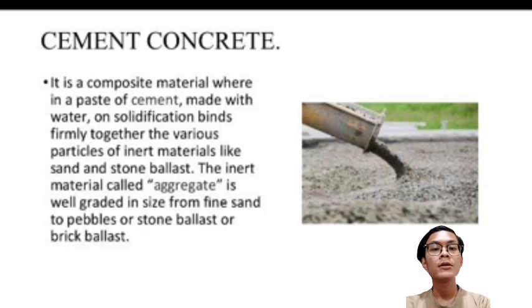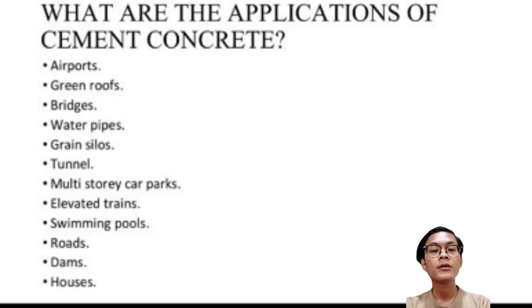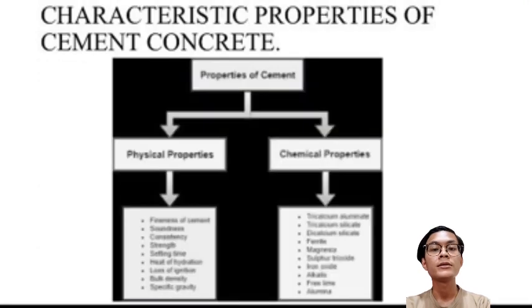And the last, cement concrete. It is a composite material wherein a paste of cement made with water, on solidification, binds firmly together the various particles of inert materials like sand and stone ballast. The inert material is called aggregate. It will grade in size from fine sand to pebble or stone ballast or brick ballast. This is an example application of cement concrete, and these are the characteristic properties of cement concrete.